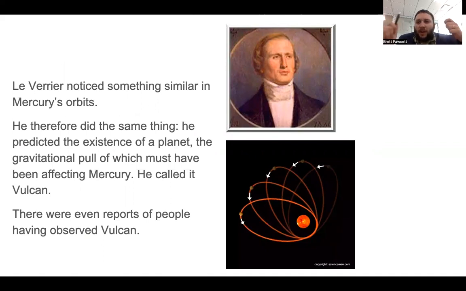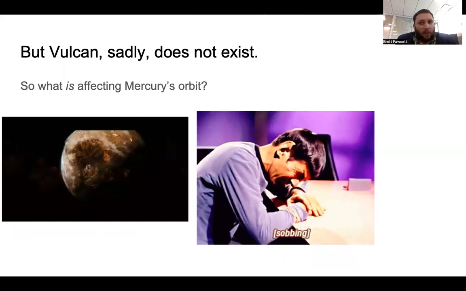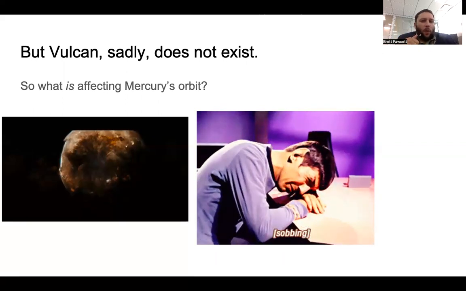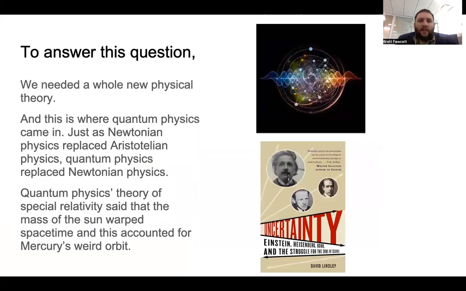There were people who claimed that they'd seen evidence of Vulcan through their telescopes. So there's even some physical evidence for its existence, observed evidence, supposedly. But Vulcan, sadly, does not exist. So what actually is affecting Mercury's orbit? Well, to answer this question, we needed a whole new physical theory, and that is where quantum physics comes in.